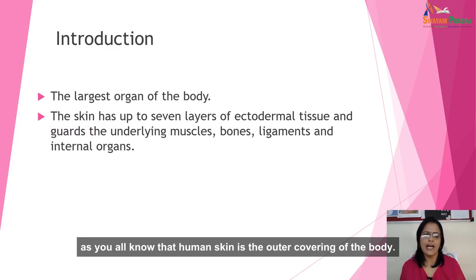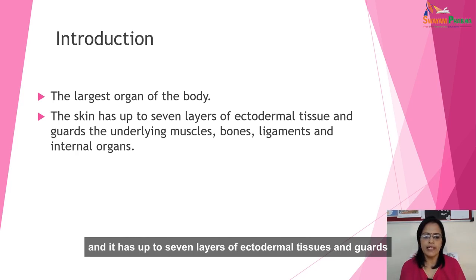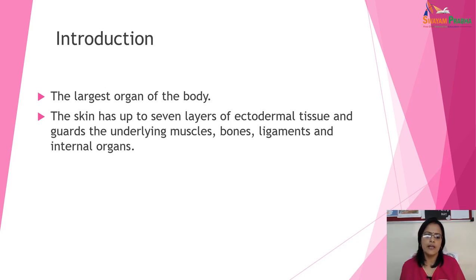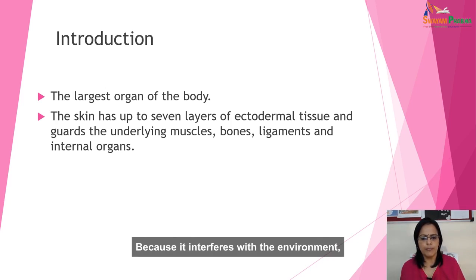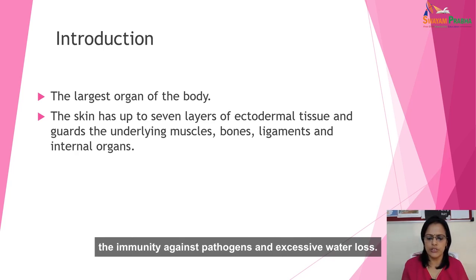So dear students, as you all know that human skin is the outer covering of the body, and in humans it is the largest organ of our body, and it has up to 7 layers of ectodermal tissues and guards underlying muscles, bone, ligament and internal organs. Because it interferes with the environment, skin plays an important role in immunity, protecting against pathogens and excessive water loss.